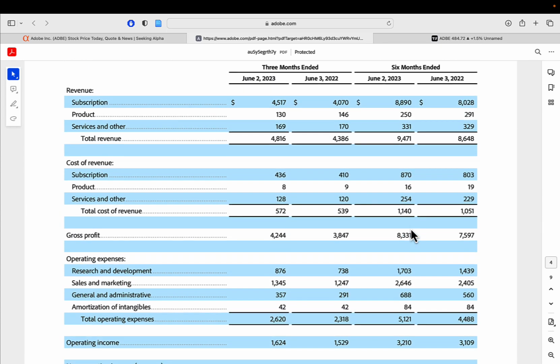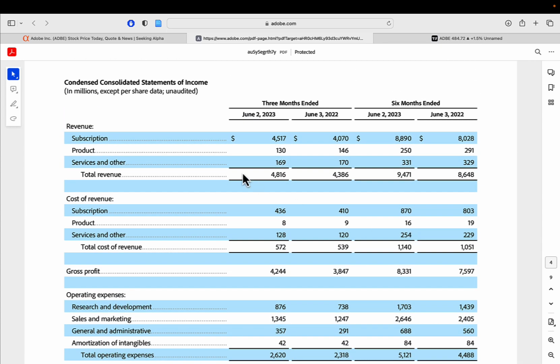Coming down to the quarterly results, we can take a look. Adobe is just an absolutely pristine business model. This is software as a service, a subscription-based revenue model. We can see subscription revenue in this last quarter was at $4.5 billion, up nicely, well over 10% from the same time a year ago, which was at $4.1 billion. Overall total revenue is up nicely, up over 10%, from $4.3 billion all the way up to $4.8 billion.